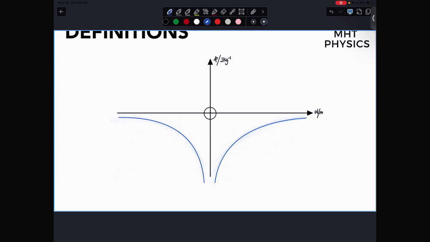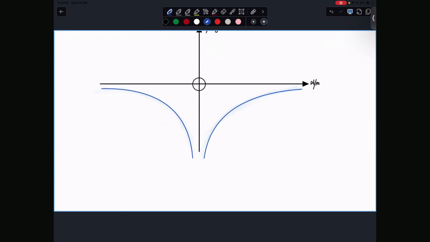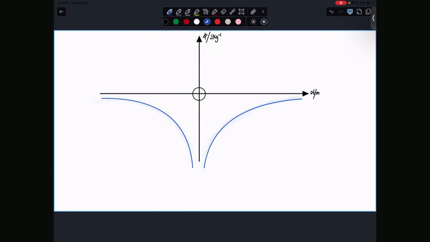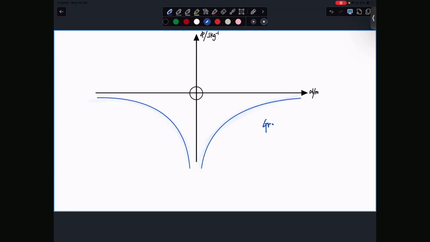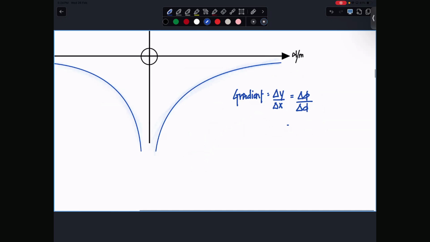Now here's the thing. What is the question asking? What's the relationship between gravitational potential and field strength? So we'll do a small derivation. What does the gradient of this graph give? The gradient is change in y by change in x. The y-axis is phi, so change in phi, and the x-axis is change in distance. If we break down the equation, this is going to be minus GM by d, divided by d.